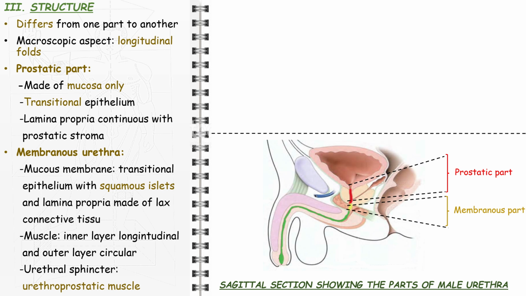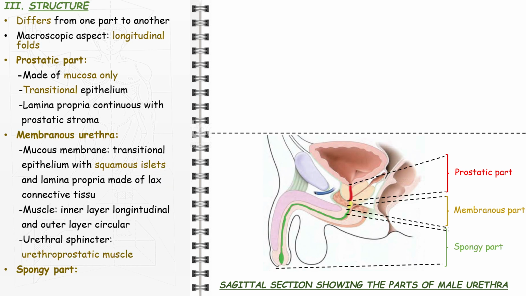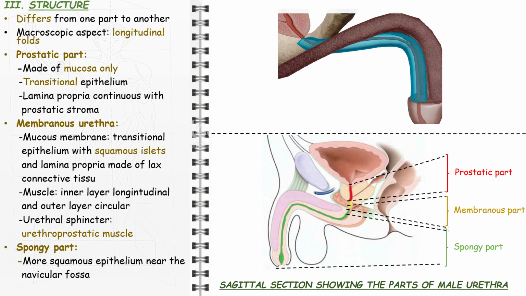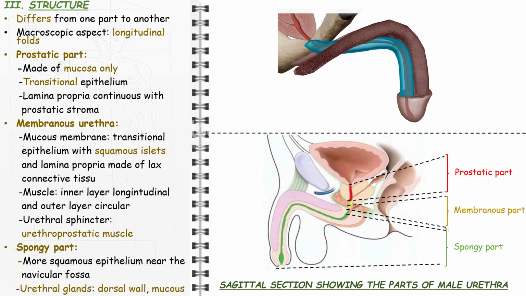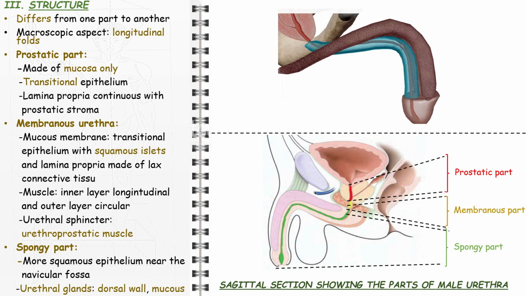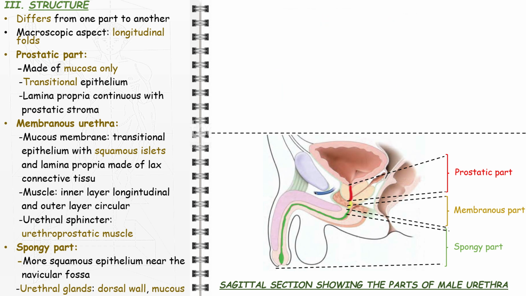The epithelium of the spongy part is more squamous near the navicular fossa, and its lamina propria contains the urethral glands resulting from the invagination of the epithelium. The urethral glands have a mucus secretion that has a protective role against urine. The urethral lacunae are depressions scattered through the mucous membrane and constitute the openings of the urethral glands. The latter are condensed in the dorsal wall.